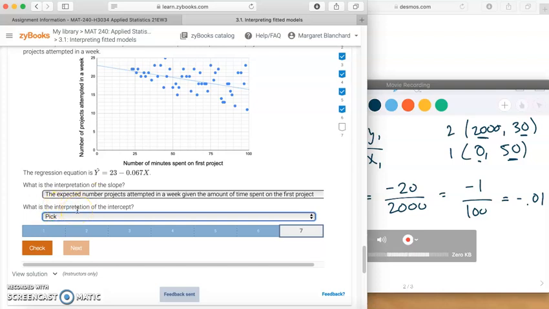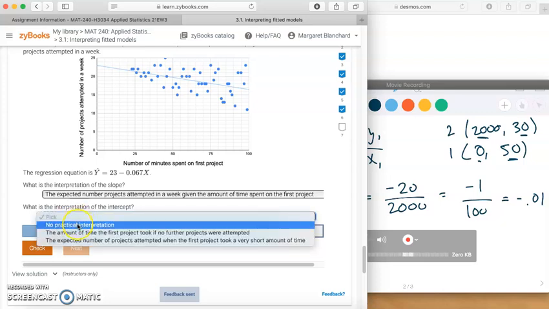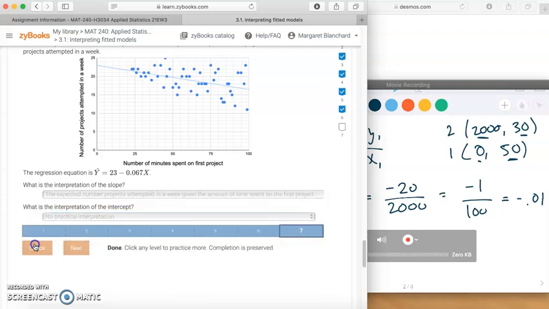All right, what is the interpretation of the intercept? That's when the x is equal to 0. So remember we talked about this in a couple other things where sometimes it doesn't make sense to interpret the intercept. In some examples like this one, would we ever spend 0 minutes on the first project? If we're spending 0 minutes on the first project, that definitely means we have no projects, right? So in this case, it really doesn't make sense to interpret the intercept. So we're not even going to dig deeper into the other options. There's no practical interpretation. So let's check.